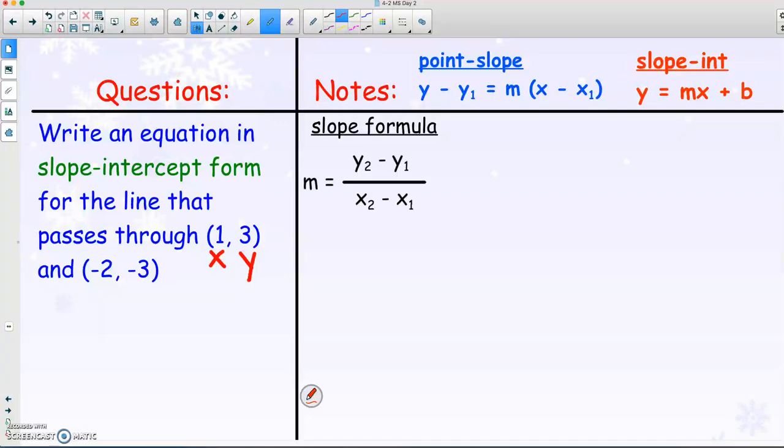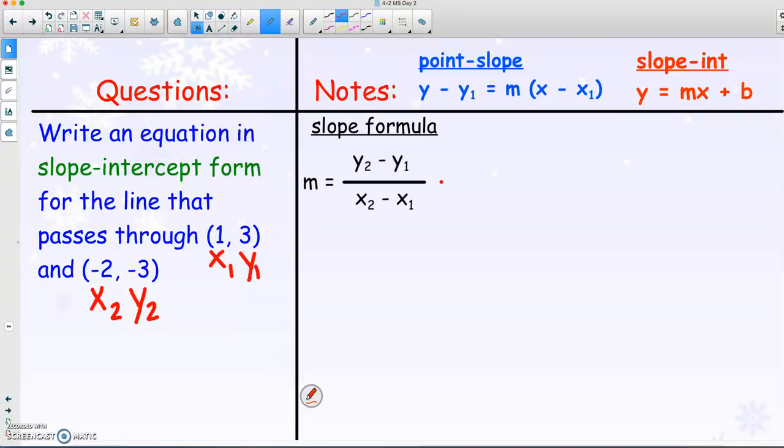The first ordered pair has an x-coordinate and a y-coordinate, and I'll label it with 1s to represent the first ordered pair. The second ordered pair has an x and y coordinate, but gets the labels x2 and y2. Remember, in your ordered pairs, the numbers are always in alphabetical order, so it's always x before y.